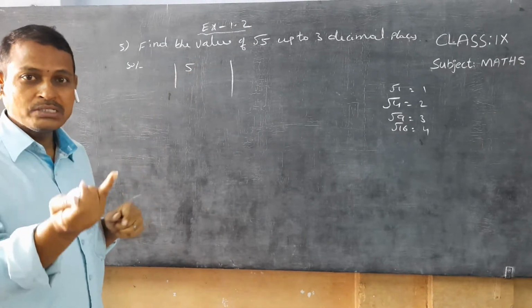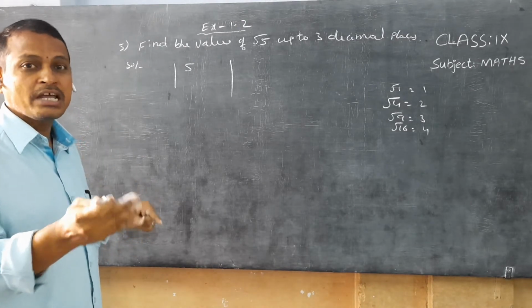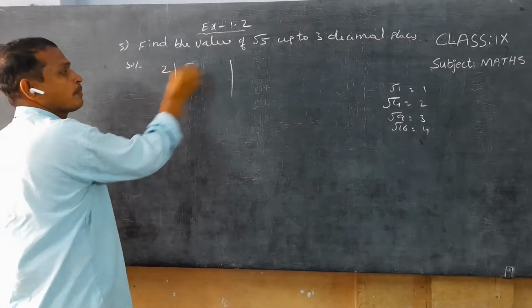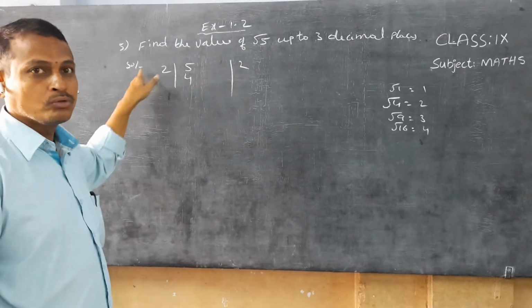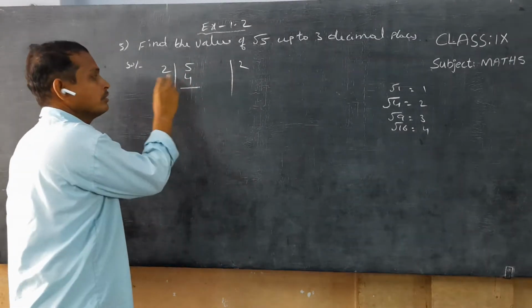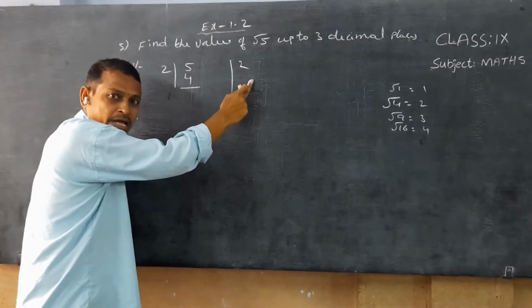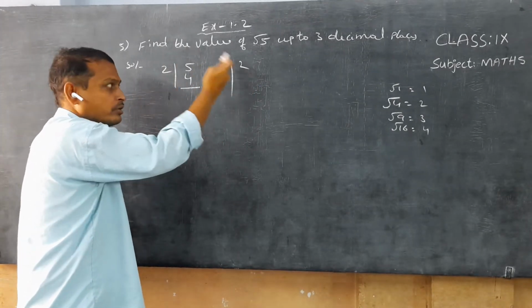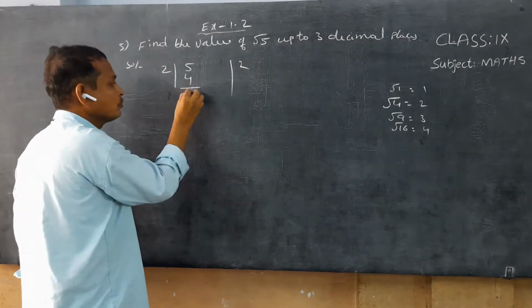So, 1 1s are 1, 2 2s are 4, and 3 3s are 9. 3 3s are 9 is the biggest value, so we have to use 2 2s are 4. We should write the same value in the quotient also, children. 2 2s are 4. Okay.